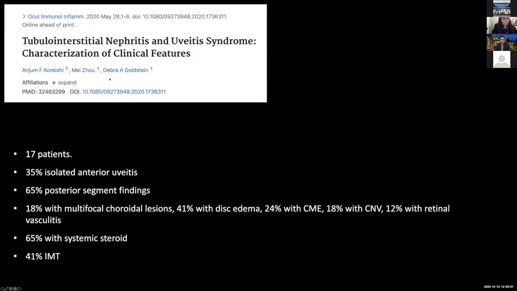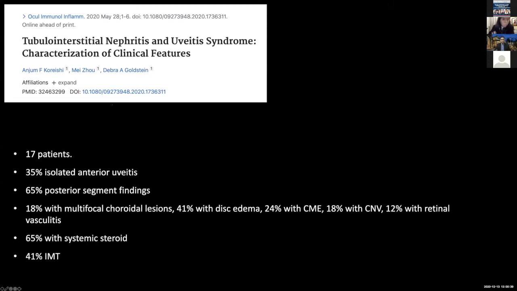Dr. Goldstein and Anjum published this paper on the clinical features in TINU. And this was very interesting because I had always thought of TINU as being more of an anterior uveitis phenotype. And almost 20% had multifocal choroidal lesions, 40% with disc edema, and almost a fourth with some sort of vasculitis. And it suggests that this is a much more severe type than what we traditionally think it to be.